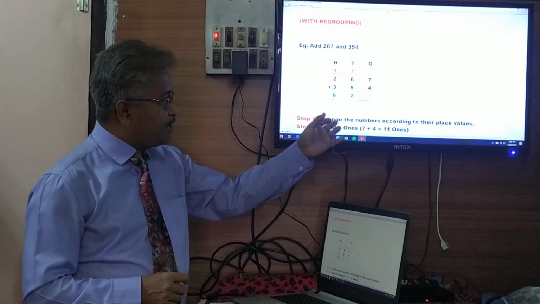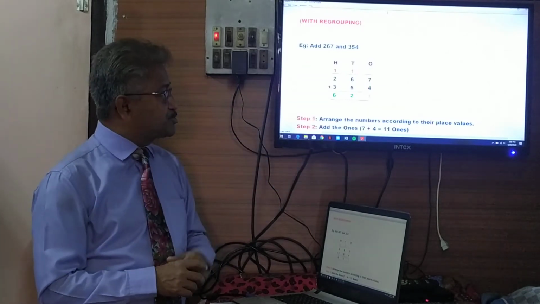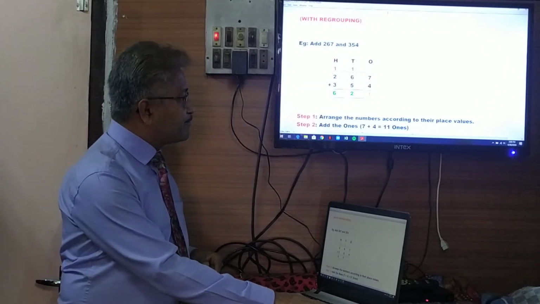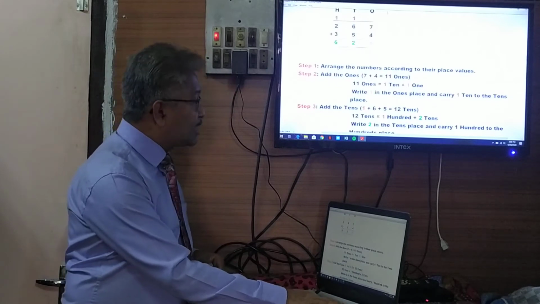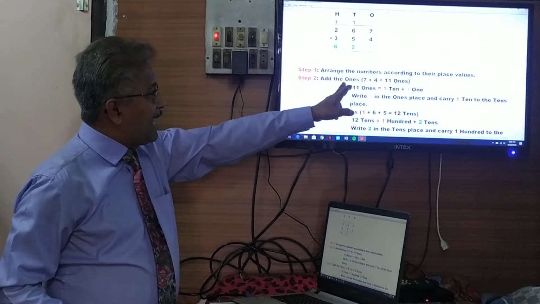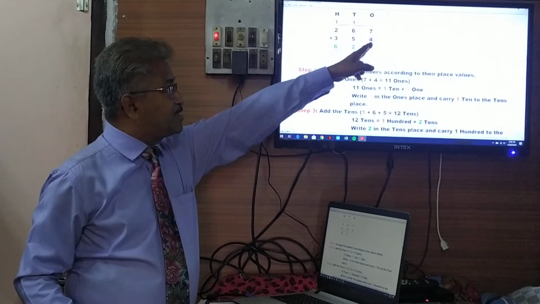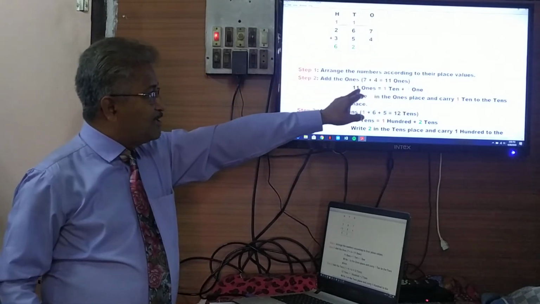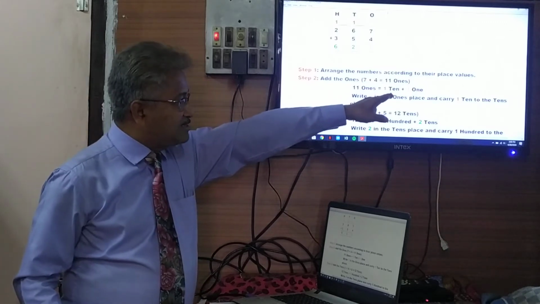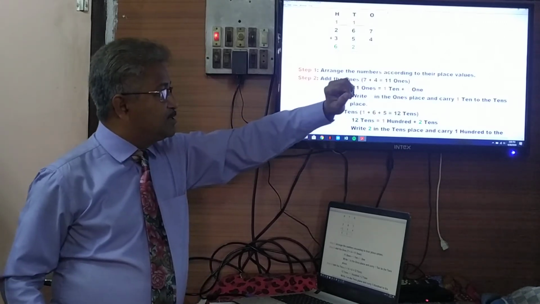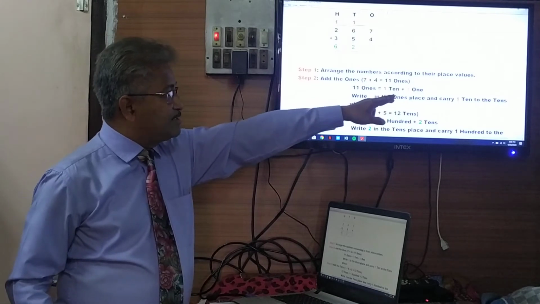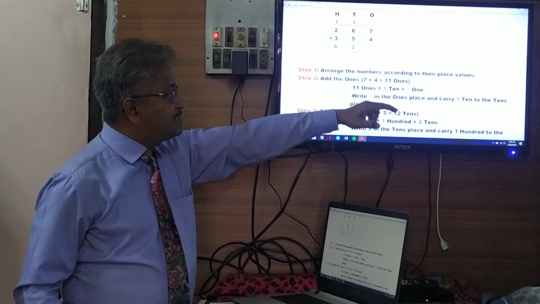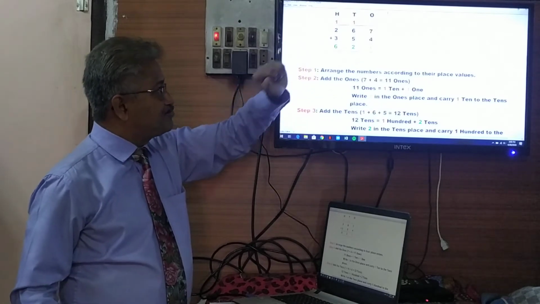So, first step, arrange the numbers according to their place values. 2, 6, 7, 3, 5, 4. Now, the first step is over. Second step we come to is add the ones column. Now we got 7 plus 4, which gives us 11 ones. Now 11 ones is equal to 10 and 1. So the 1 is written in the ones place and 10 is carried on to the tens column.